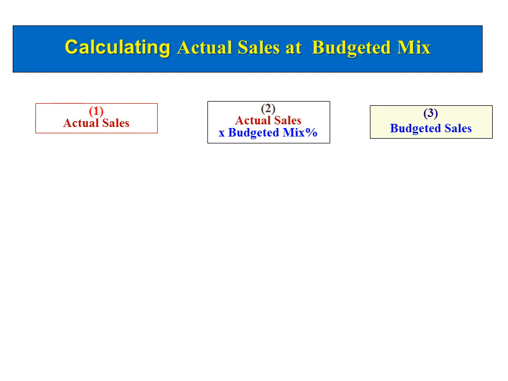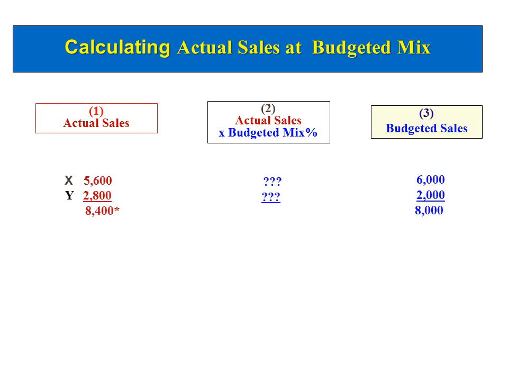Here I have actual sales from my table, number 1, and budgeted sales in my table, number 3, but in the middle I have to recalculate actual sales using the percentage of budgeted sales mix. Here I have actual sales for X and Y. The total is 8,400, and the budget sales for X and Y, the total is 8,000.